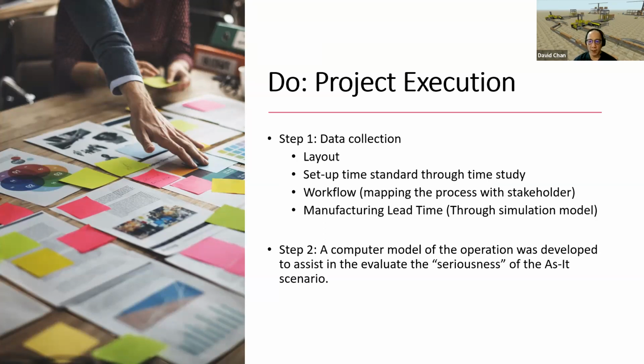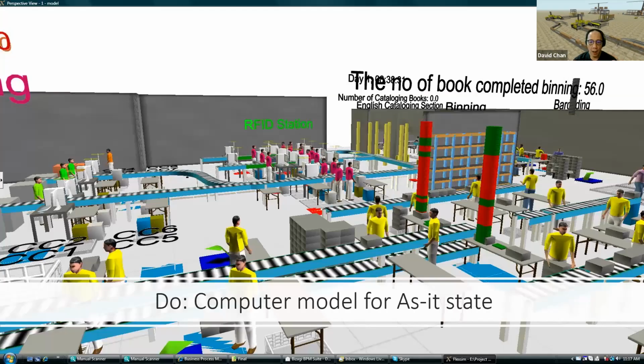Subsequently, in step two, with this information, a computer model of the operation is developed. This model helps us to evaluate the seriousness of the as-is scenario, that means their current scenario at that point in time. So this is a model that we have created that shows you the layout itself. The gray boxes are the totes. The items over here are the books. So you can see that there are a lot of totes around, a lot of books around, and a lot of conveyors around in the operation.